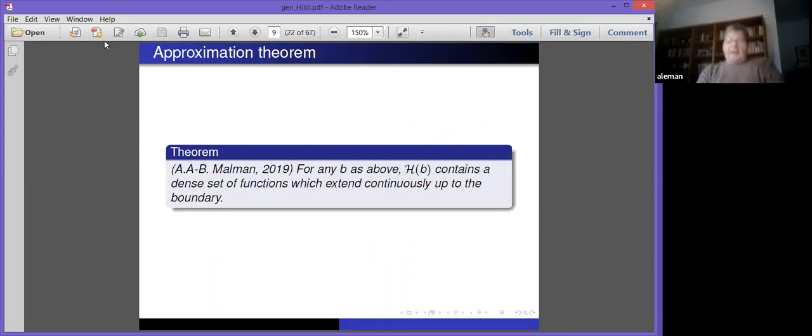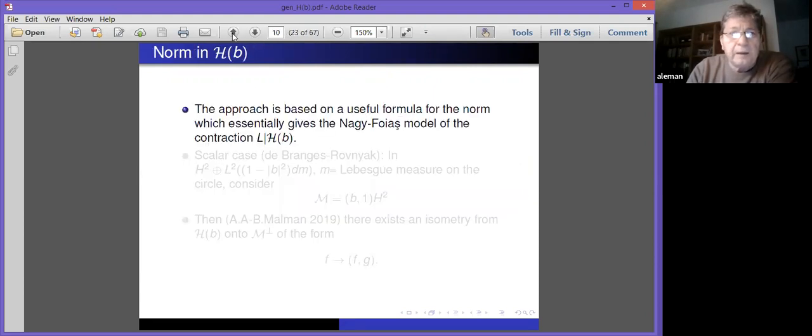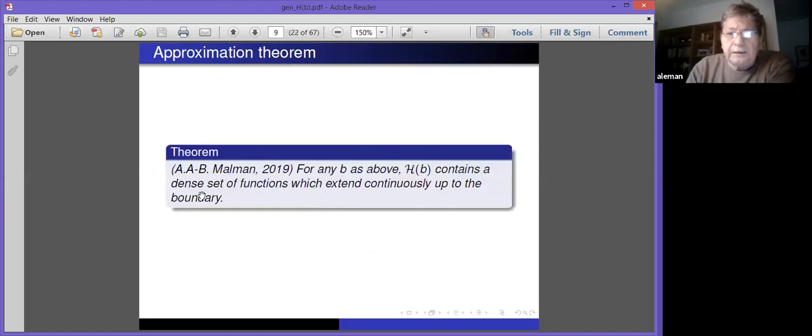However, Bartosz and I were able to prove that the same theorem extends to this context as well. So if you have a vector here, still you always contain a dense set of functions which extend continuously up to the boundary. About the proof of this theorem, I should say that you have to do something else than for the scalar case. If B is a scalar, there are some classical theorems that you can use, but if you have a vector here, then the method has to be changed. So we really have to work for this theorem. But still, it's interesting that such a theorem continues to hold in this generality.